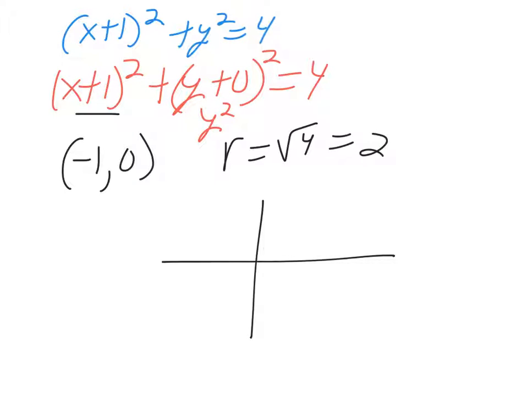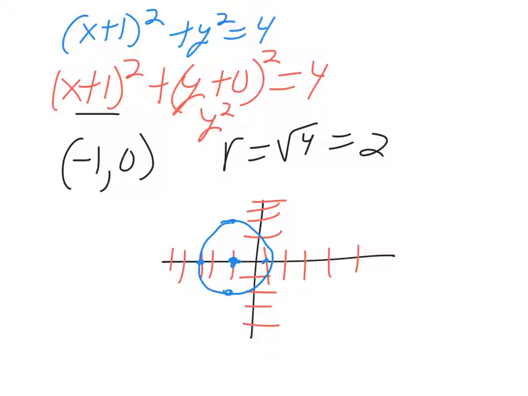So if I went there, let's see. Negative 1, 0. That's going to be right there. My radius is 2. So go over 2, up 2, to the left 2, down 2, and then you connect them, and then there's my circle there. So if it doesn't look like there's something there, you can put a +0 there because that doesn't change it at all.